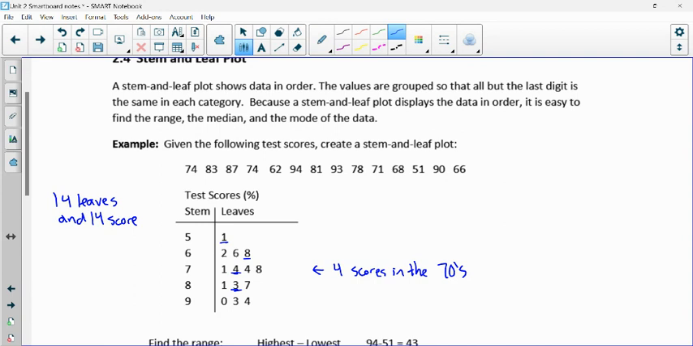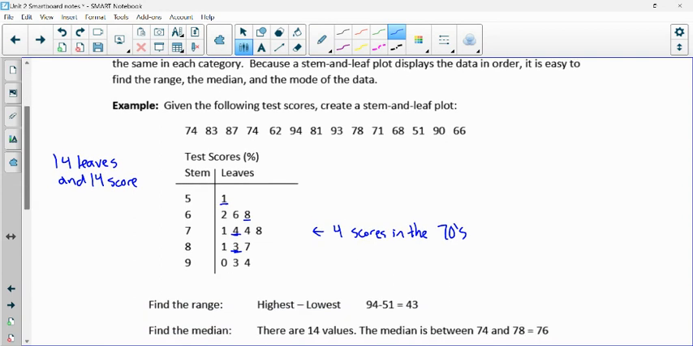The other thing you want to do is create a key each time. There is no key here. Once you have your stem and leaf, you just write the word key, and then you state how you read this. So if I had 6 and then my line 3, that is equal to 63. So it just tells you how you read the stem and leaf plot.